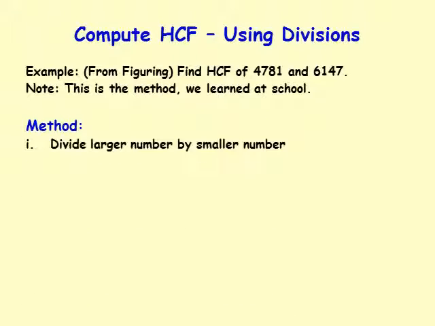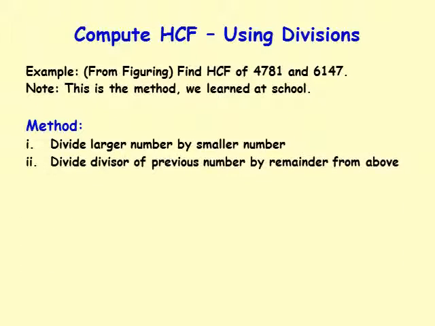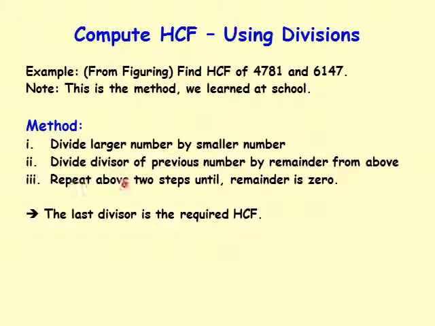The method is to divide the larger number by the smaller number. So this is the larger number here, 6147, and 4781 is the smaller number. So we'll divide this larger number by this smaller number. Then divide the divisor of the previous division by the remainder from above. So first we'll divide 6147 by 4781. Next we will divide 4781 by the remainder of the first division. And then what do we do? Repeat the above two steps until the remainder is 0. So we'll continue to do that.